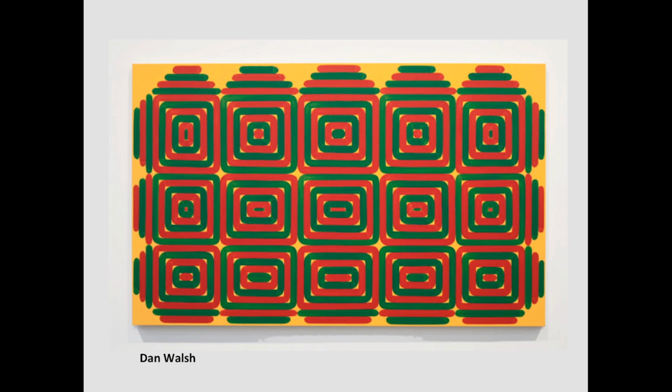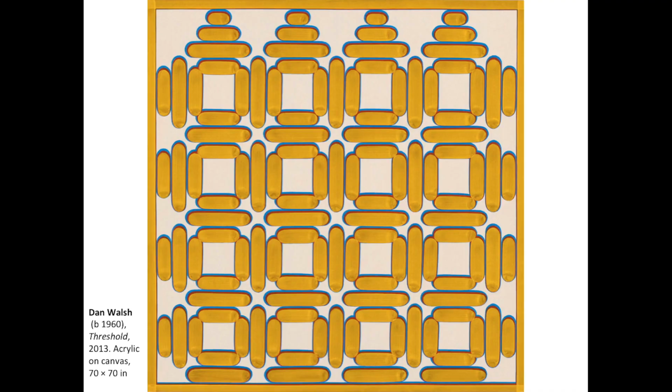Contemporary painter Dan Walsh uses opposites in his geometric abstractions. You see the use of the green and red on yellow here. This one's a little more subtle, but the yellows and the blues, opposites, complements of one another. They help create striking compositions.